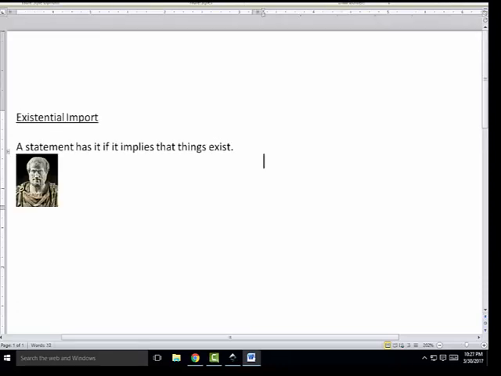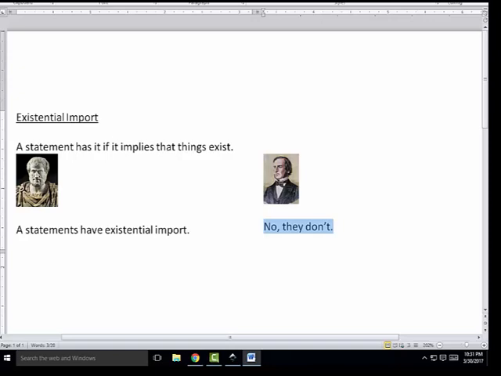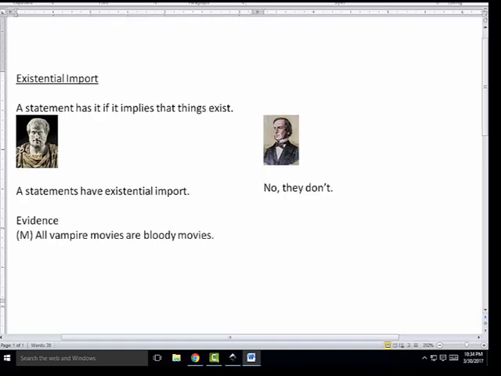Aristotle thought that they did, whereas the 19th century mathematician and logician George Boole is commonly associated with the opposite view. To see the controversy, consider the statement M. All vampire movies are bloody movies. Now intuitively, does it seem like this statement means that vampire movies exist? You're probably thinking, yes. That's the natural instinctual response, I think. But there are some difficulties with that.